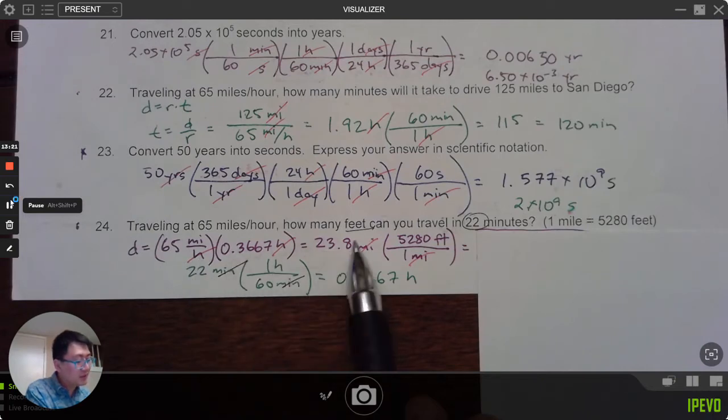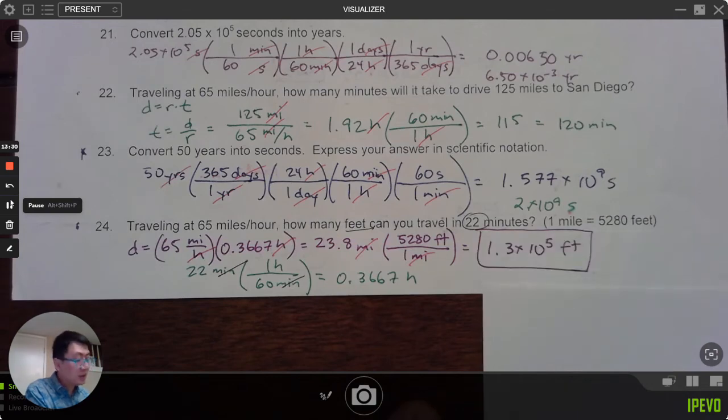The question is how many feet? Well, 1 mile is 5280 feet. So it'd be 23.8 times 5280, or on my calculator, I got 1.3 times 10 to the 5th feet. Okay, now let's look at the other side.